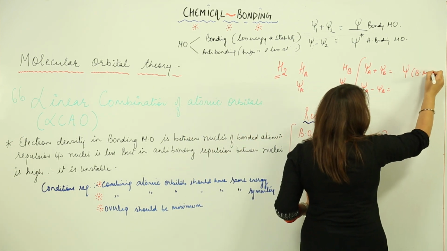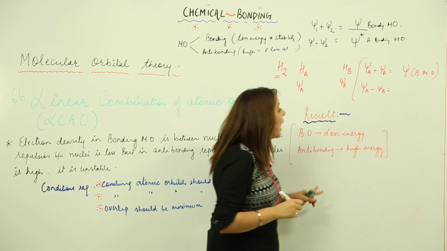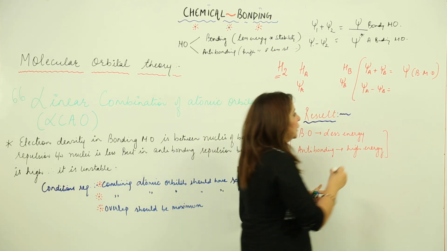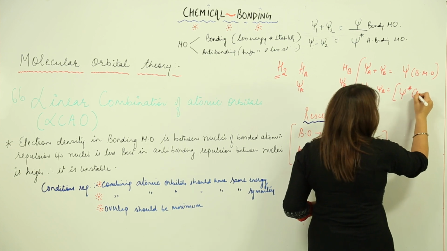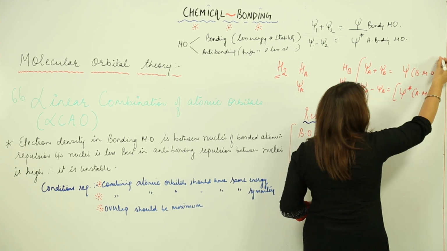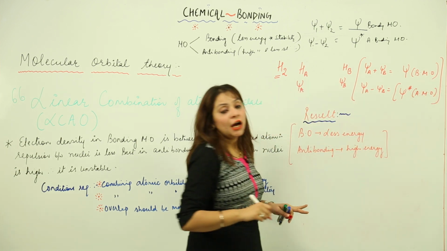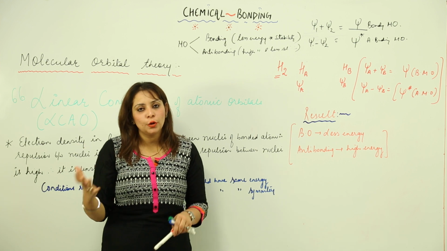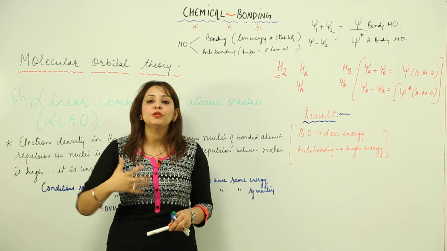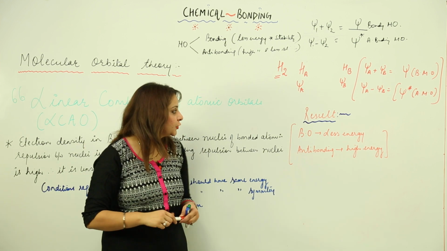So if their wave functions add up, it is going to form an orbital which is called a bonding molecular orbital. And if their wave functions subtract, it is said to be xi star, that is the anti-bonding molecular orbital, right. So according to the linear combination of atomic orbitals, the xi of atomic orbitals can be added, or xi of atomic orbitals can be subtracted from each other, right.